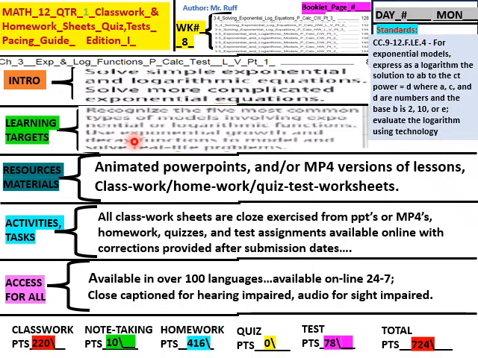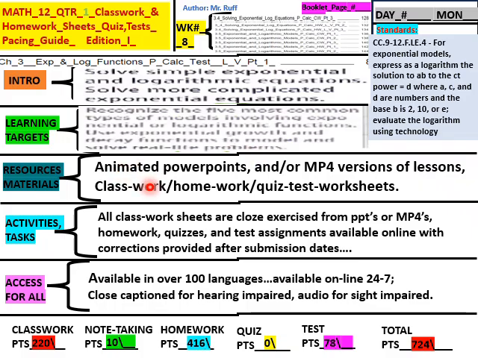And our intro is solve simple exponential and logarithmic equations, solve more complicated exponential equations. And then our learning targets are recognize the 5 most common types of models involving exponential or logarithmic functions. Use growth and decay functions to solve real-life problems. So we're going to use exponential growth and decay models to find answers to real-life problems.